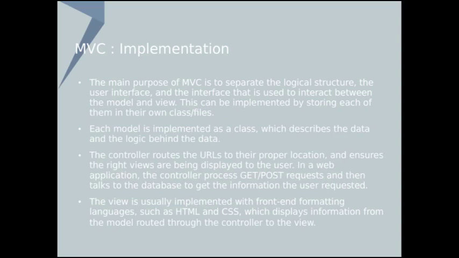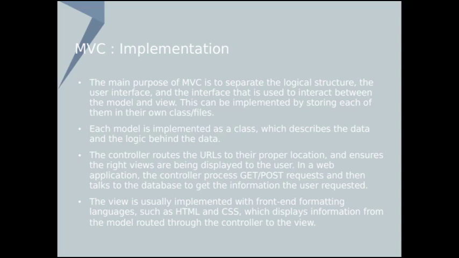So the implementation of MVC, the main purpose is to separate the logical structure, the user interface, and the interface that is used to interact between the model and view. And this is implemented, at least in Django, by storing each of them in their own class. And so each model is implemented as a class, which describes the data and the logic behind the data.